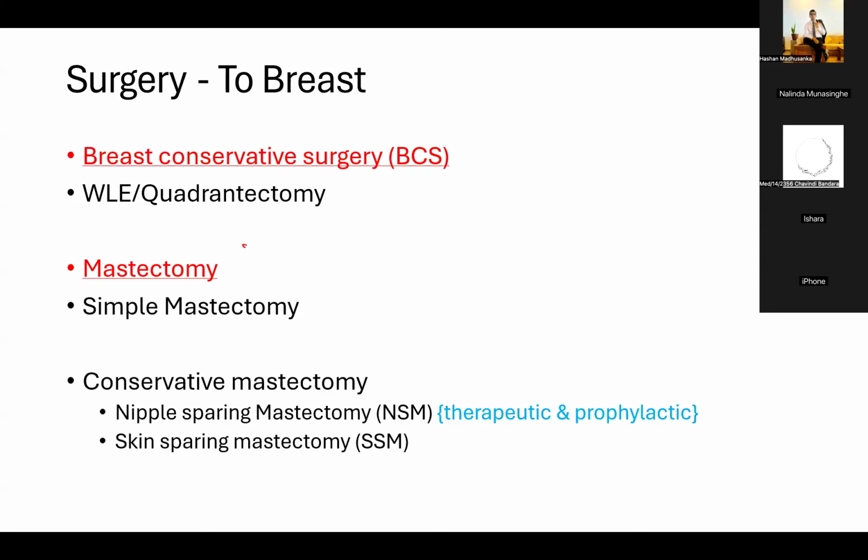Breast conserving surgery is the global standard for early breast cancer, for T1, T2, or T3, N0 or N1, right? When you say breast conserving surgery, that's a bit of an umbrella term. Within that, you get wide local excisions and quadrantectomies, right? The next one is mastectomy.